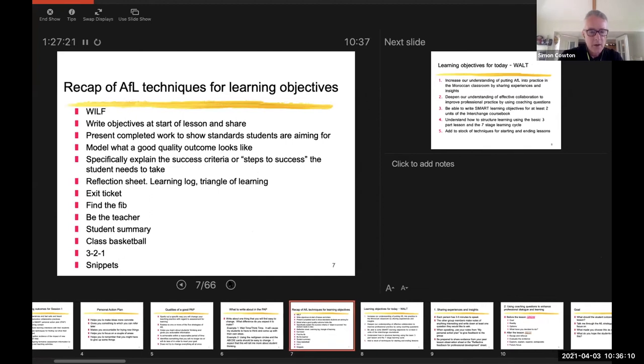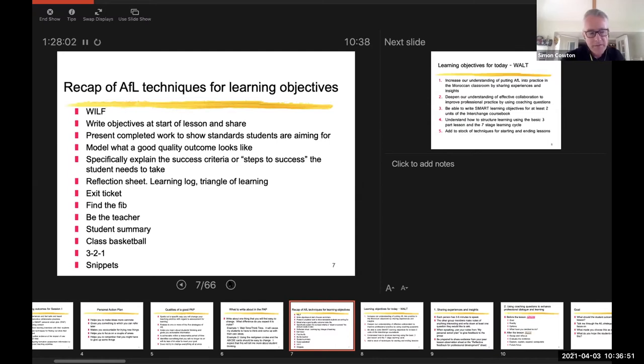This is a recap of some of the techniques that we looked at and Aisha looked at with you in the Thursday session. The idea of sharing with students what it is you're looking for in a successful performance. Amongst the suggestions that we made was writing objectives and sharing them. Or another one is presenting completed work and saying, right, this is the standard we're aiming for. Let's have a quick look at this. What are the features of this work? Because then you can specifically model what a good quality outcome looks like.